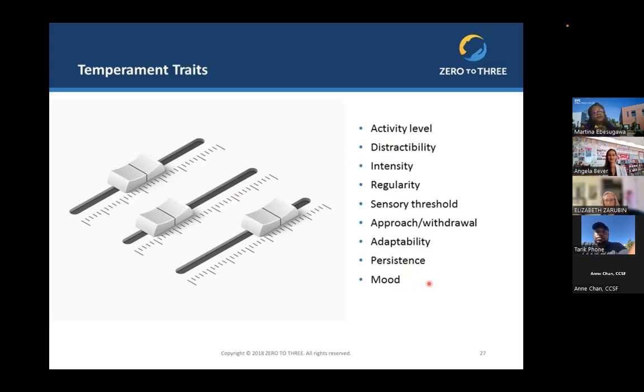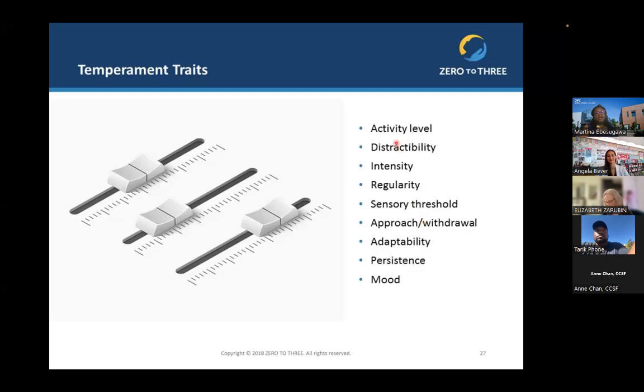A lot of times we just focus on: are they fussy? Are they easy and flexible? Are they slow to warm up? But one of the things that temperament research has found is nine different traits that help us to think about temperament in a more involved way.